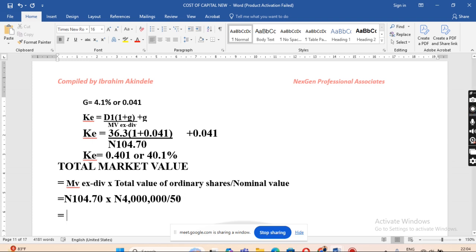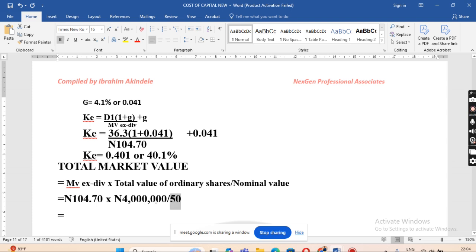Now, this is 50, and this 50 is in kobo. Is that not so? 50 kobo. Class, is that not so? And all this figure here is given to you in naira. So you need to convert this one to naira too, so that it will rhyme.